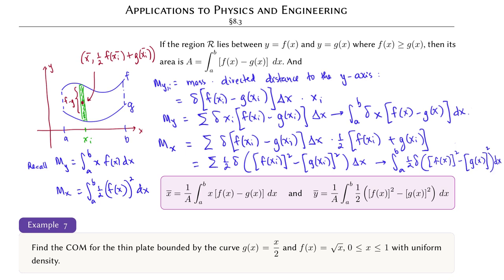We can ignore the density if the density is constant or uniform. And so even though x bar equals the moment about the y-axis divided by the mass, once we ignore the density delta, we have the moment about the y-axis divided by the area to get x bar, and the moment about the x-axis divided by the area to get y bar.